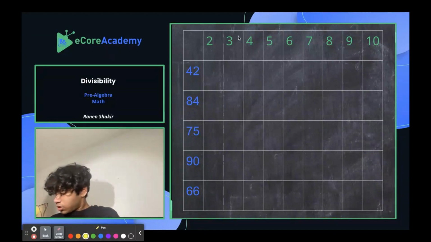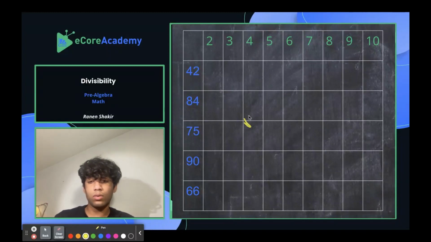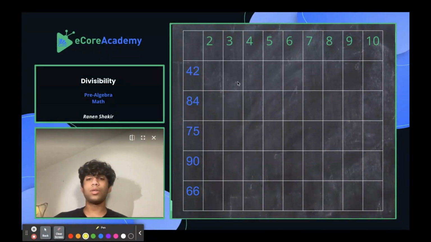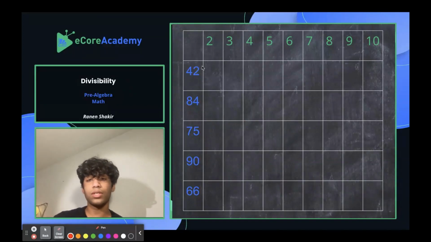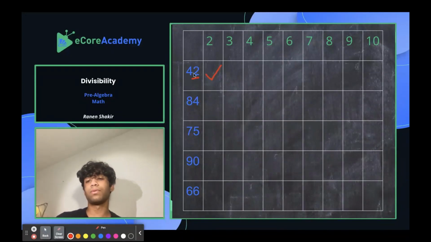All right, so first let's start with 42. Let's start with 2. We should be able to see off the bat that 42 is divisible by 2. We should see that it is an even number. It ends in a 2. Therefore, this number is divisible by 2. It's going to be divisible by 2, 21 times. 21 times 2 is 42.